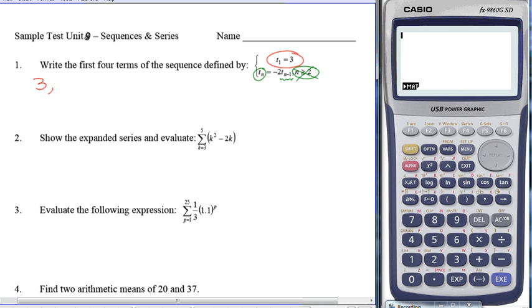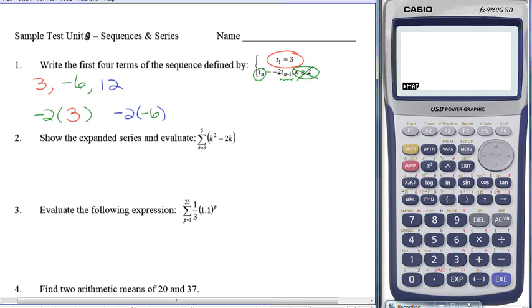All right, so let's find the next term. To find the second term, we're going to do negative 2 times the term before it. Well, the term before it was a 3. So negative 2 times 3 is negative 6, and that's the second term. To get the next term, again, I'm going to do negative 2 times the term before it. Well, the term before it was a negative 6. So negative 2 times negative 6 is positive 12.